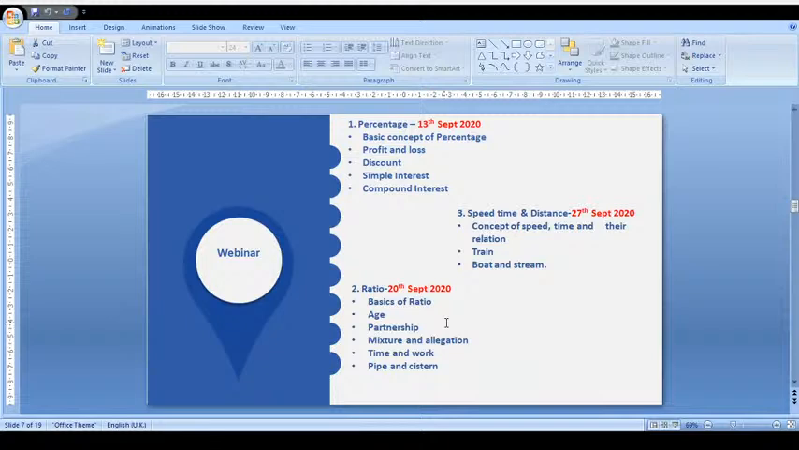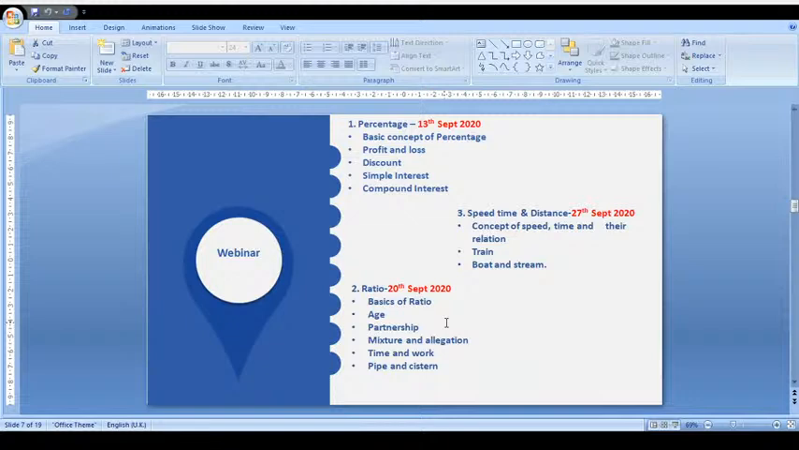what do you need to understand to solve these six chapters? According to me, you need a basic understanding of ratio, that means what is ratio. If you know the meaning of ratio and how to apply the concept of ratio in different questions, then you can easily solve these six chapters. That is ratio, partnership, mixture and alligation, time and work, and pipes and cisterns.